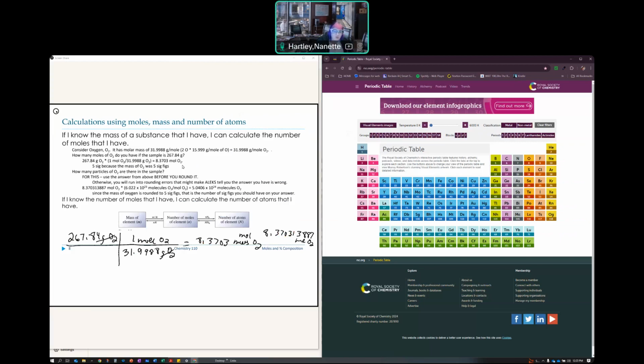All right. How many particles of O2 are there in the sample? And remember, we are continuing this calculation, and so we don't want to round that. And so we take this big, huge number right here, and then we multiply the number of moles by Avogadro's number. So we take the 8.3703138887 mole of O2 times 6.022 times 10 to the 23rd molecules per mole.